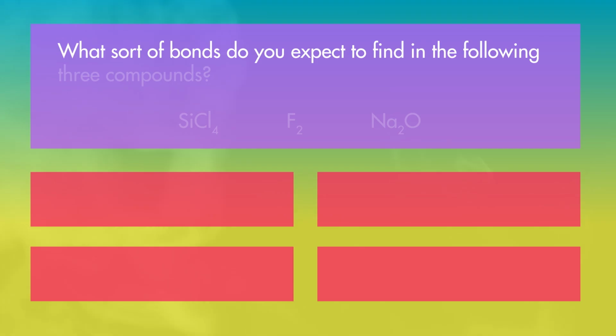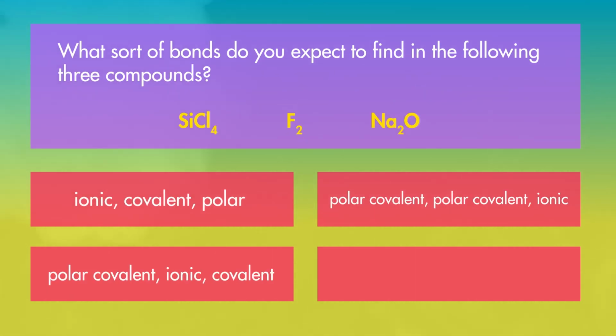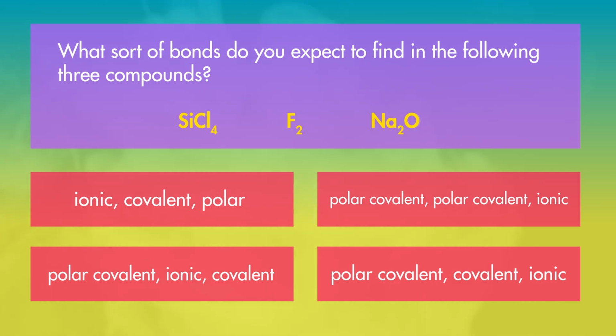Now let's practice classifying these three types of bonds. You might find a periodic table to be helpful. Which type of bond do you expect to find in the following three compounds? Silicon tetrachloride, difluorine, and sodium oxide.